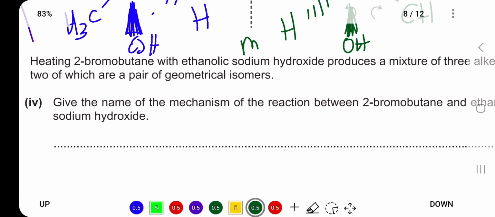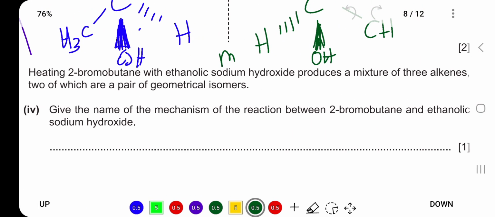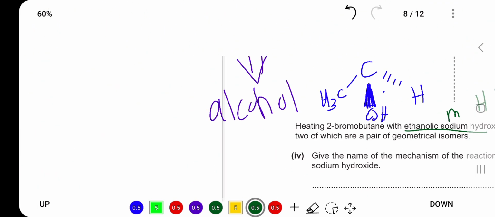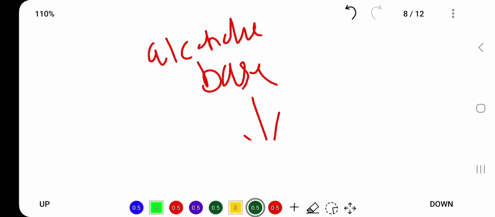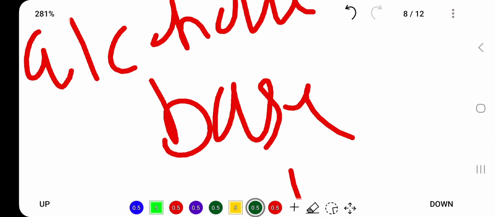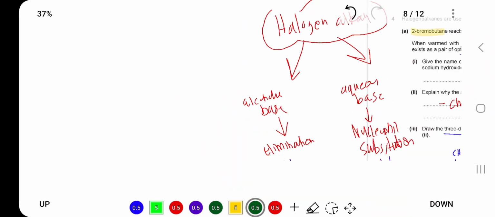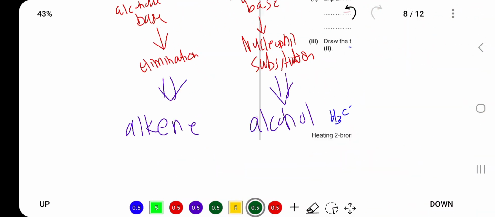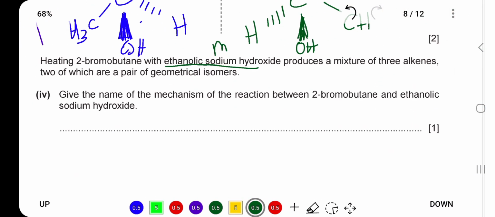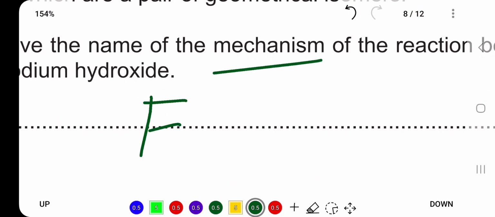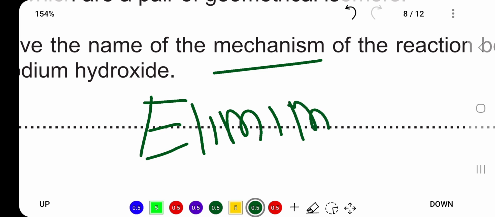Heating 3-bromobutane with ethanolic sodium hydroxide. So we're talking about an alcoholic base, which is ethanolic base. It's an elimination reaction, so I guess this must be the answer. Give the name of the mechanism. Yes, the mechanism here is elimination. Elimination. Great.